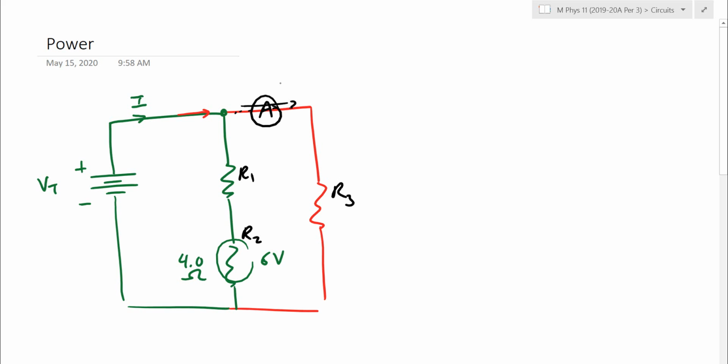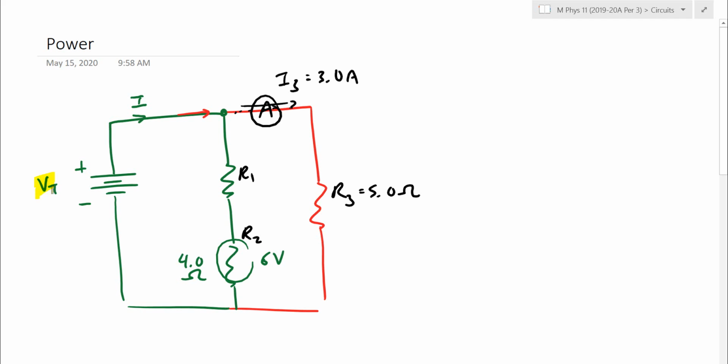Ammeters measure current, so I can say maybe I3. Let's say the ammeter gives me a reading of 3 amps down this pathway. And this resistor is also a 5 ohm resistor. I think that's all the information I need to give you. If I haven't listed something for you, we can look for those things.